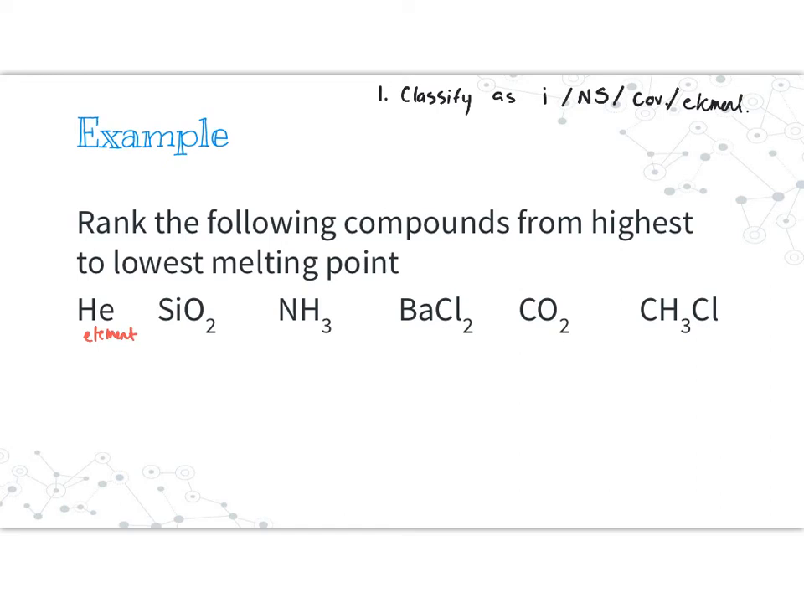SiO2 looks covalent. However, it was one of those network solids that we talked about. NH3 is covalent. BaCl2 is ionic. CO2 is covalent. And CH3Cl is also covalent.